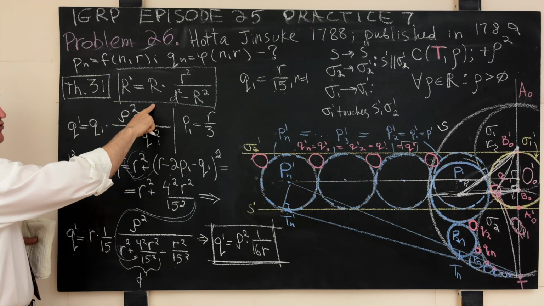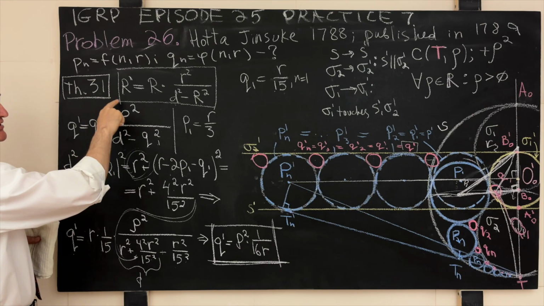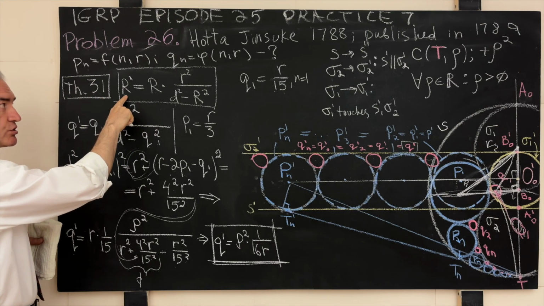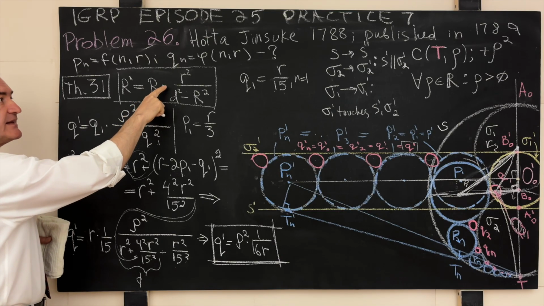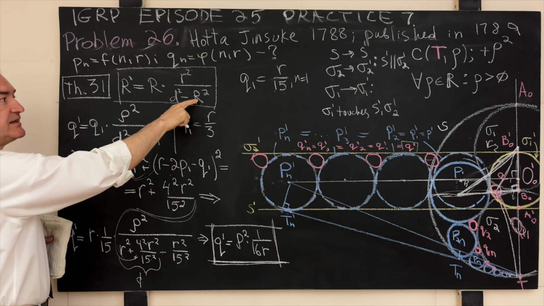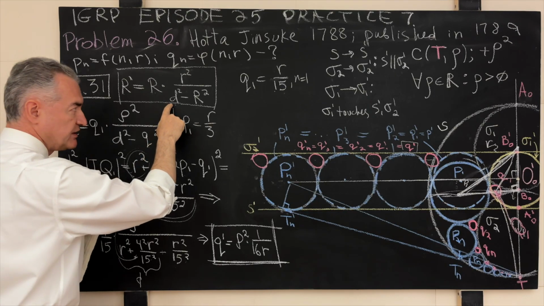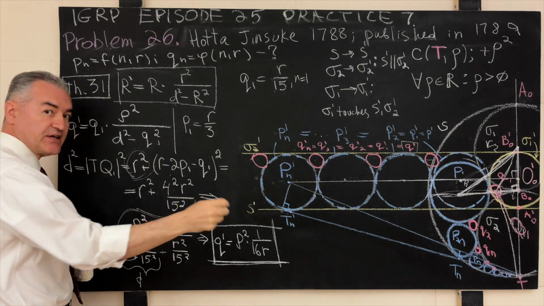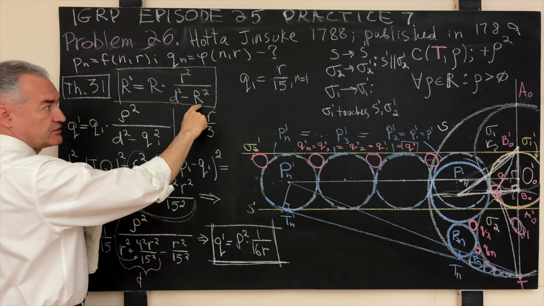This formula is over here. This is the algebraic embodiment of theorem 31, which says that the length of the radius of the inverted circle, R prime, is the length of the radius of the original circle, R, times the ratio of the square of the radius of inversion, and the difference between the square of D. What is D? D is the distance from the center of inversion to the center of the original circle, and the square of the radius of the original circle.